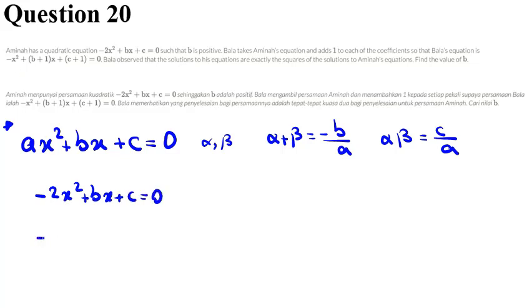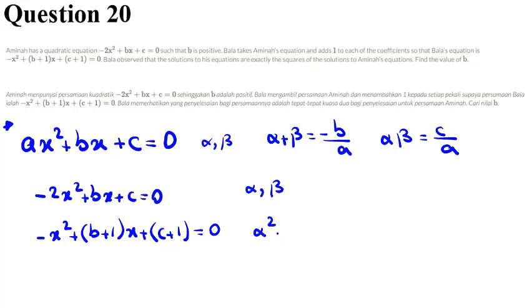Okay, so the first equation, that is for Amina, is this. The second equation is negative x squared plus (b plus 1)x plus (c plus 1) equals 0. It says Bala observed that the solutions to his equation are exactly the squares of the solutions to Amina's equation. So if you have this alpha, beta, it is alpha squared and beta squared.